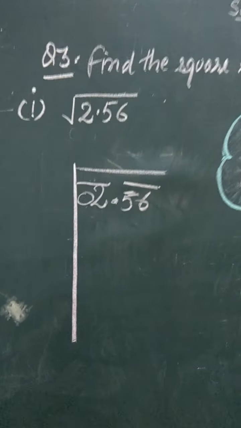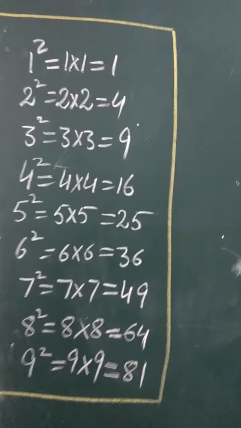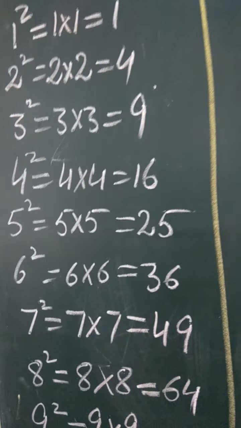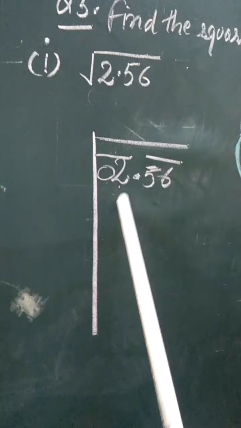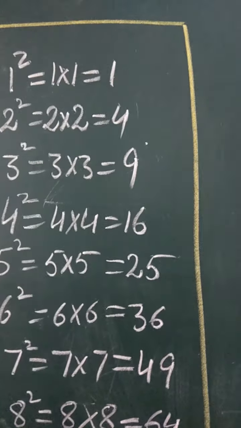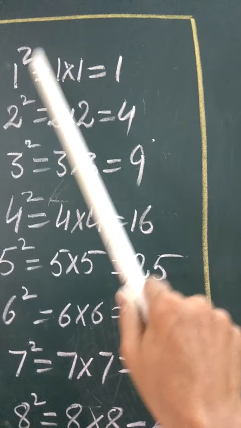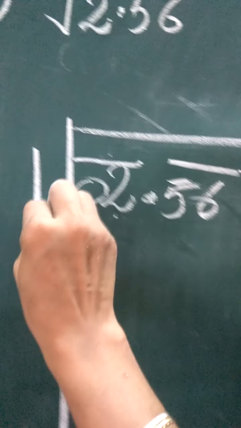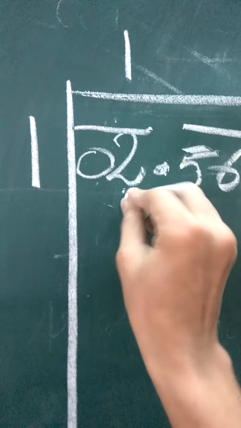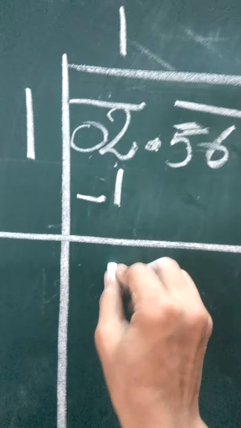Now as I told you, we have to start with square numbers. The first pair is 2. So here are the square numbers. 1 square is 1, 2 square is 4, 3 square is 9. But our number is 2. We have to take either exactly 2 or less than 2. Less than 2 is 1, means we will take 1 square. So we will write 1. 1 ones are 1. Then subtract: 2 minus 1 is 1.